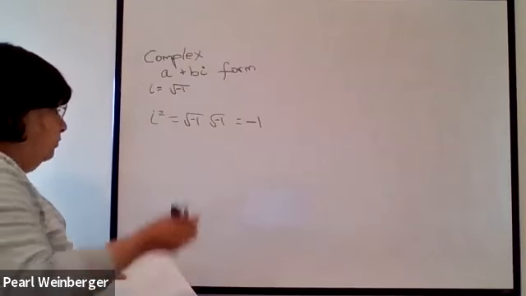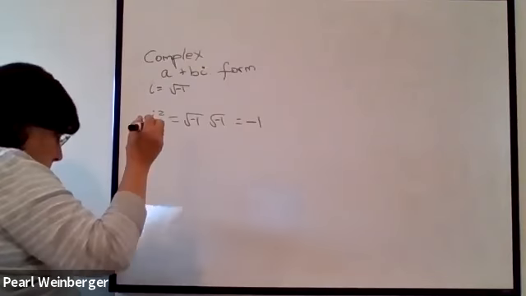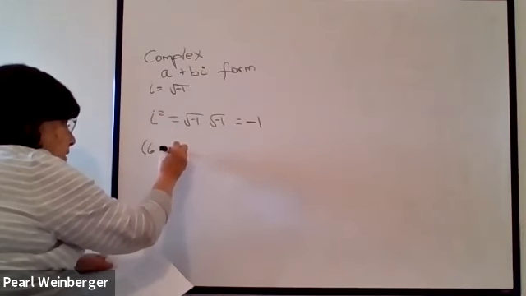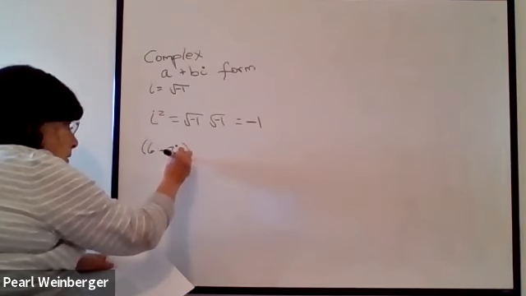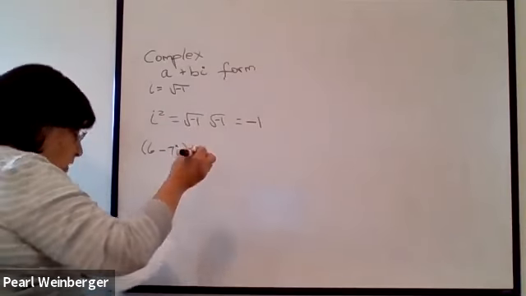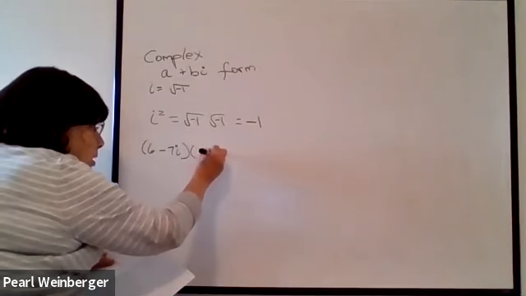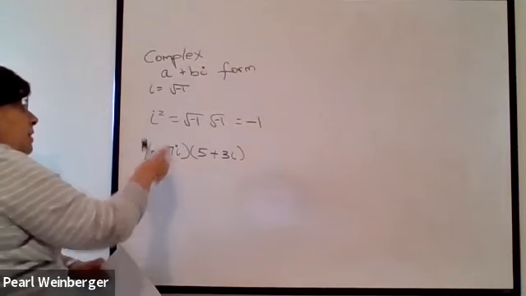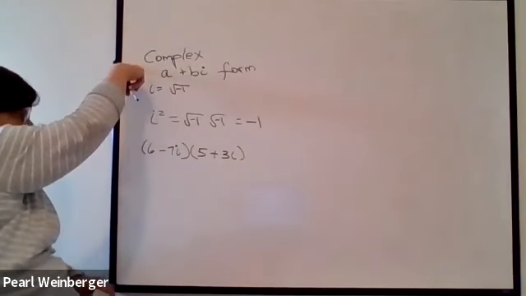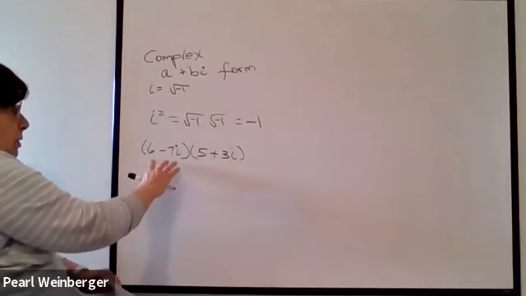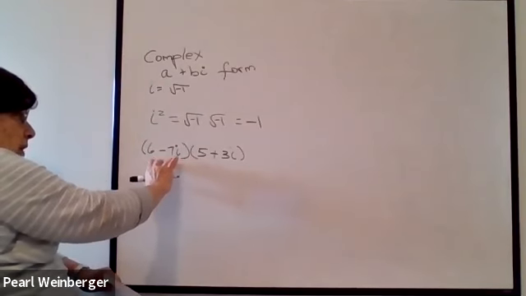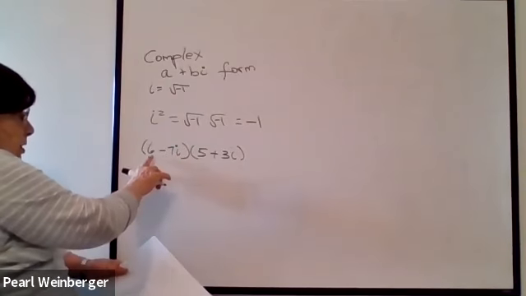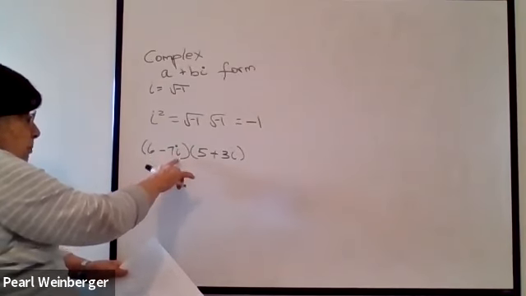So if I gave you something like this to multiply, 6 minus 7i times 5 plus 3i. I told you I want you to multiply these two complex numbers. How do I know they're complex numbers? Because they're numbers that have i's in them. They're not regular real numbers. They're in a plus bi form.